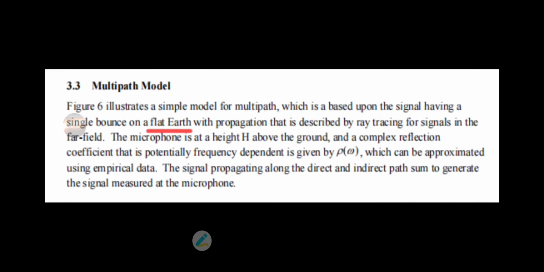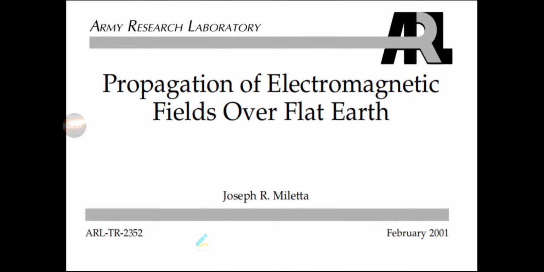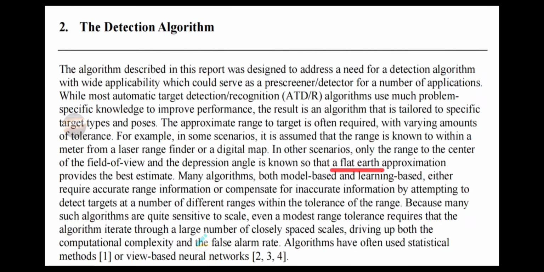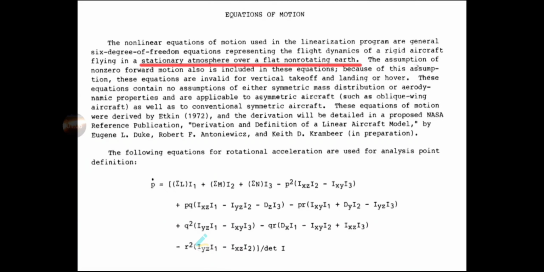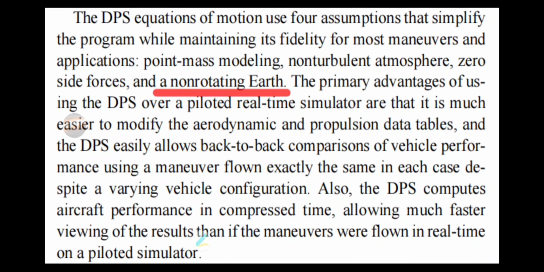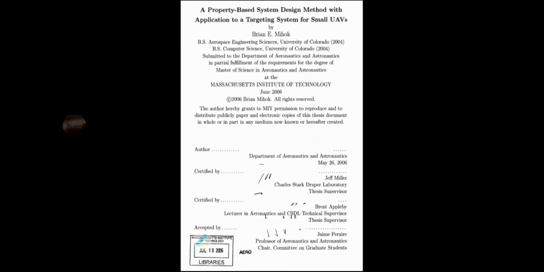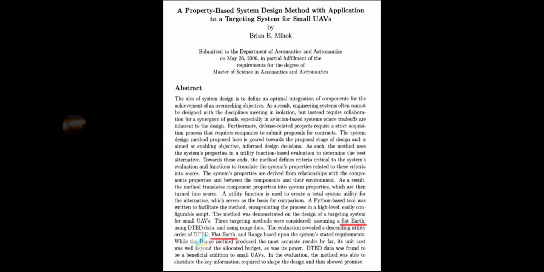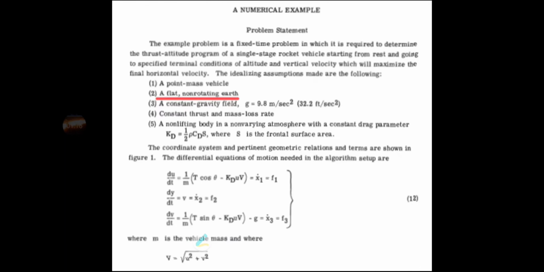Army Research Laboratory, flat Earth. Army Research Laboratory, propagation of electromagnetic fields over flat Earth. Army Research Laboratory, a flat Earth approximation provides the best estimate. NASA Technical Paper, stationary atmosphere over a flat, non-rotating Earth. NASA Technical Memo, a non-rotating Earth. MIT Department of Aeronautics and Astronautics, flat Earth. NASA Memo, flat, non-rotating Earth.